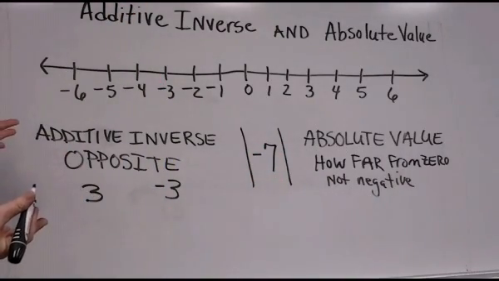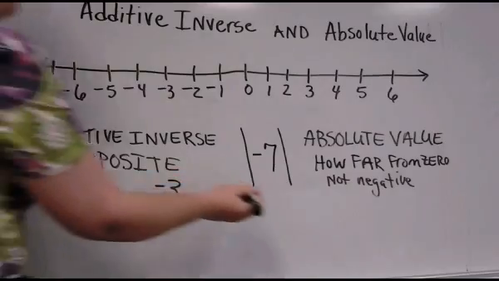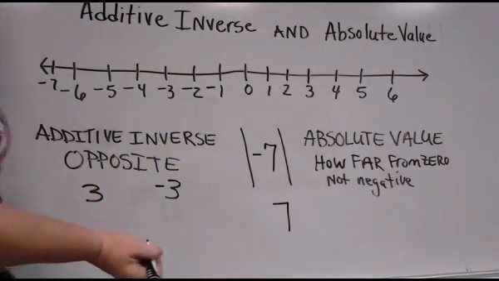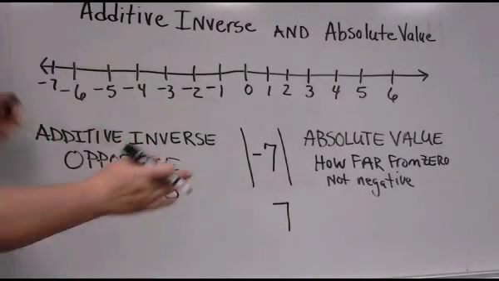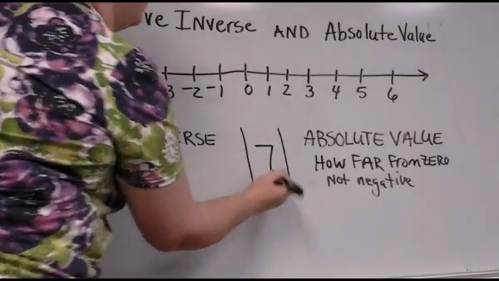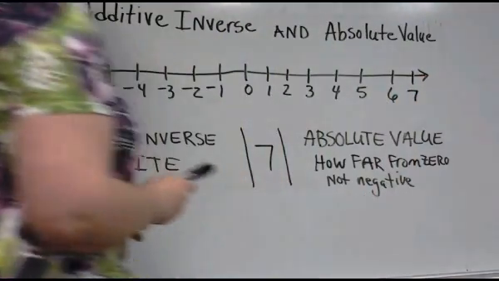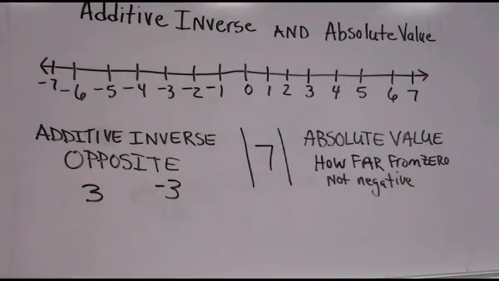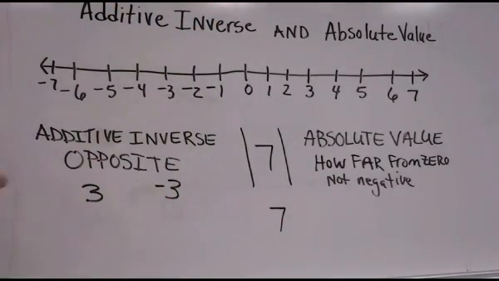So, the absolute value of -7, how far away from 0 is that? 7. It's not negative. The absolute value of -7 is 7. It's 7 spaces from 0. Okay? What about the absolute value of +7? How many spaces from 0? 7 spaces. Not negative. Absolute value is how far from 0.